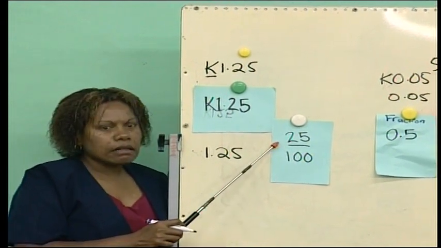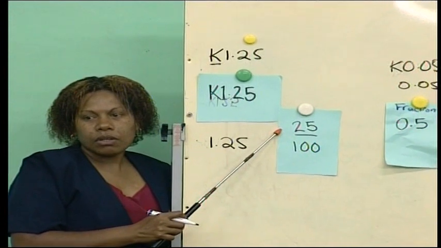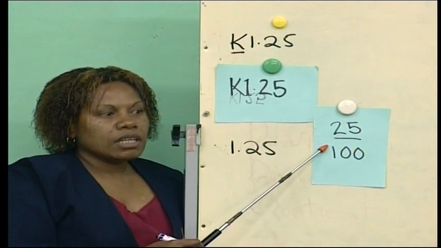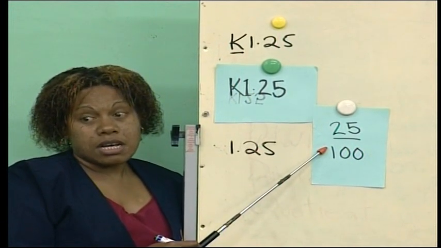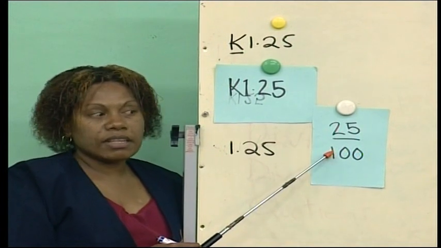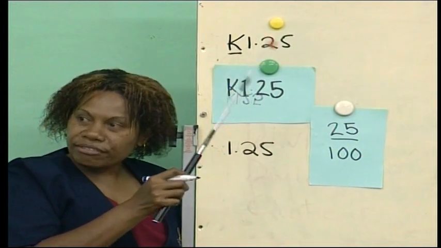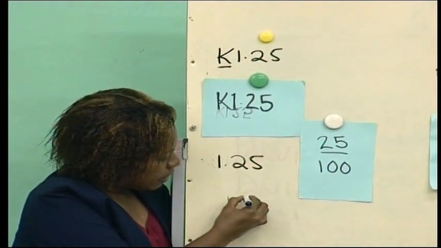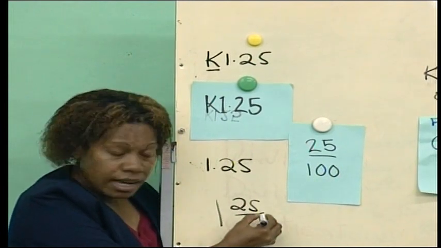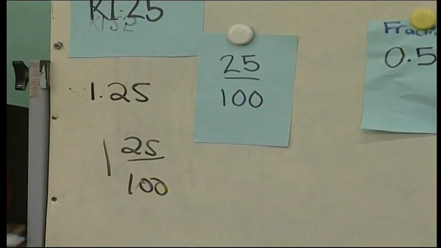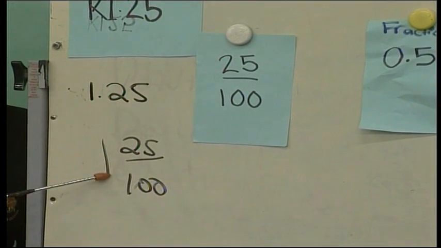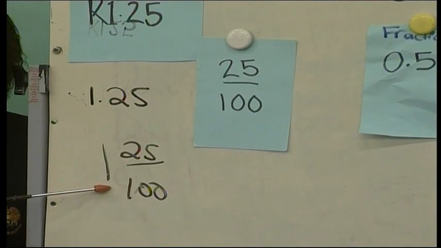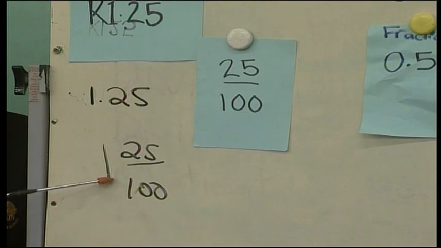Where is the one? Where will the one go? Then if it's 25 over 100, it will be 25 hundredths. Receiving students, 7s, it is 1 and 25 hundredths. 1 whole and 25 over 100. Okay? 1 whole and 25 over 100 in fraction form. Okay, can you see? 1 whole and 25 over 100.